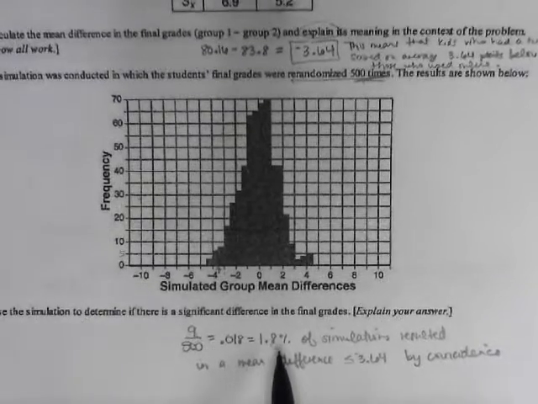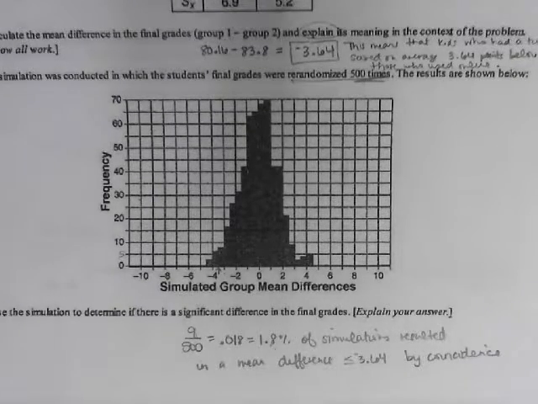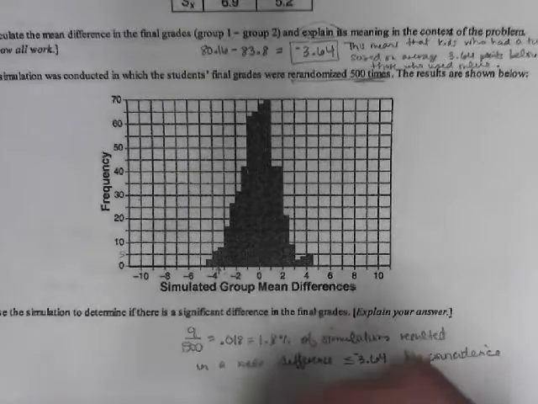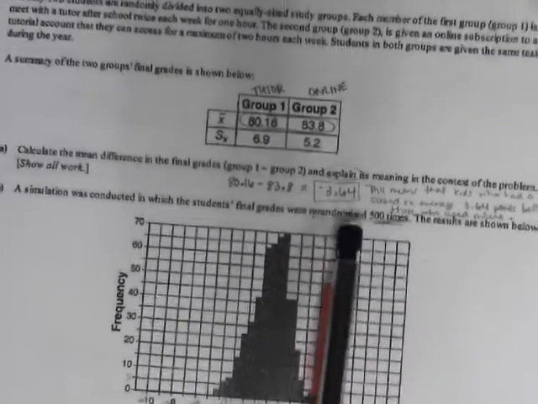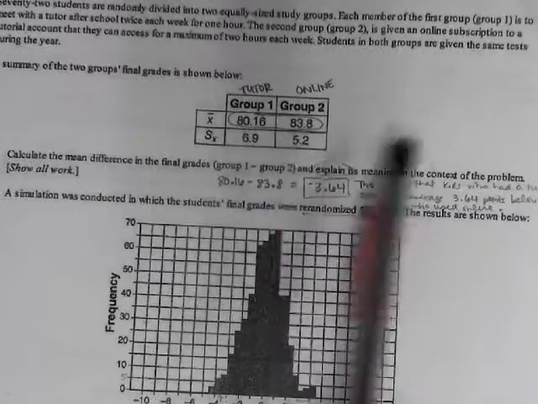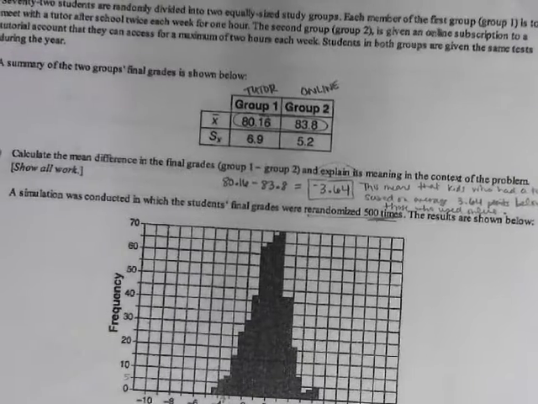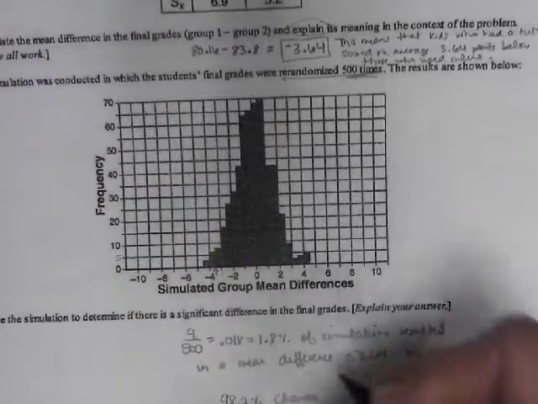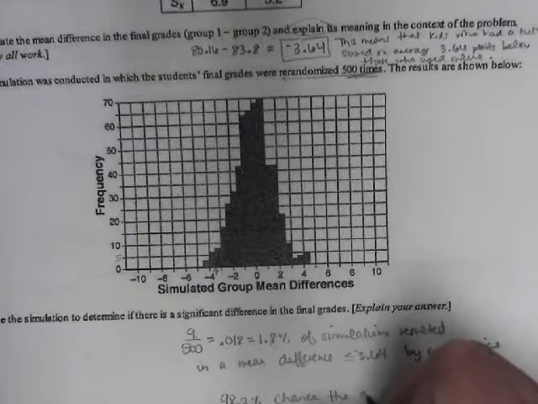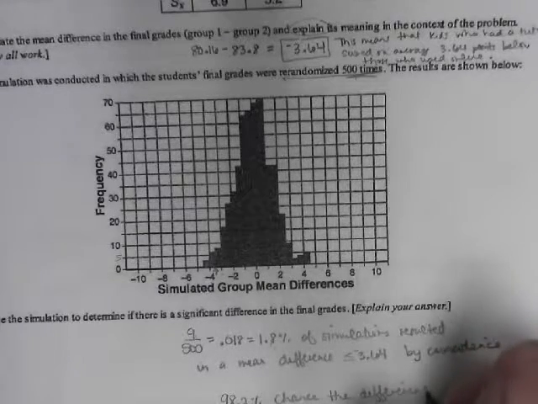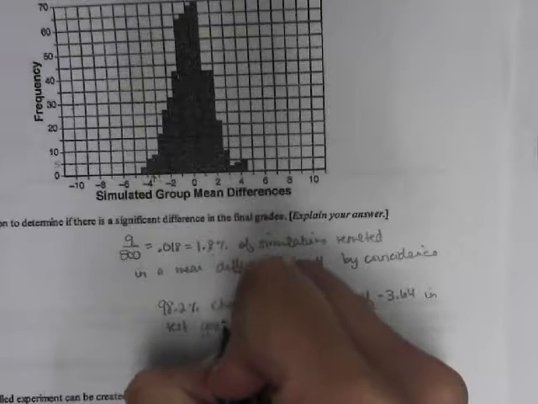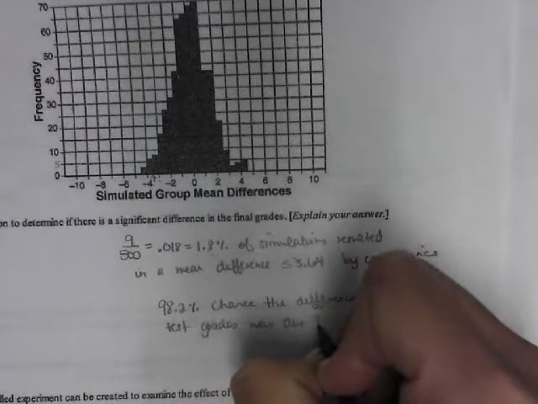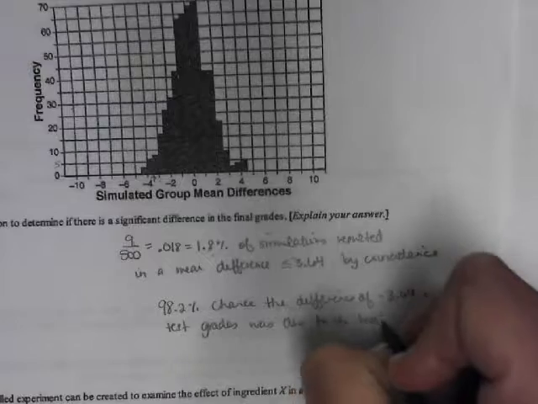So if there's a 1.8% chance that it's a coincidence, 100% minus 1.8 tells us that there's a 98.2% chance that our observed difference was actually due to the treatment of the tutor versus the online. The difference of negative 3.64 in test grades was due to the treatment.